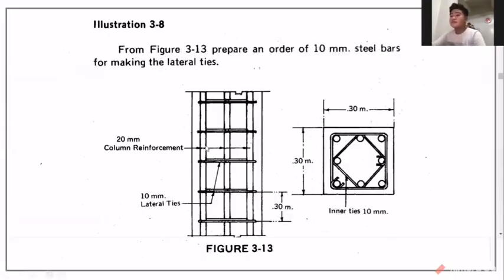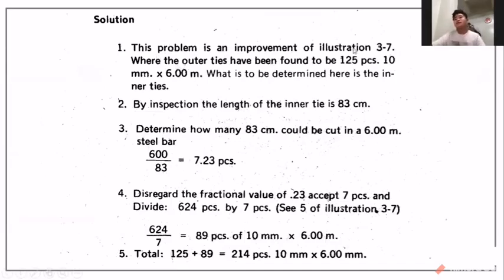So this problem, again, is an improvement of illustration 3-7, where the outer ties have been found to be 125 pieces of 10 millimeter by 6 meters. What is to be determined here is the inner tie. By inspection, the length of the inner tie is 83 centimeter or 0.83 meter. We will determine how many 83 centimeter pieces could be cut from a 6 meter steel bar. So we divide 600 centimeter by 83 centimeter, and we have 7.23 pieces. We disregard the fractional value of 0.23, so let's accept 7 pieces. Then divide 624 pieces by 7 pieces. This 624 was the result of our illustration 3-7.